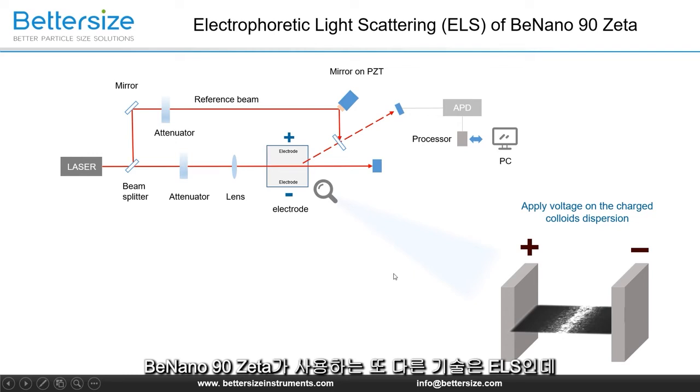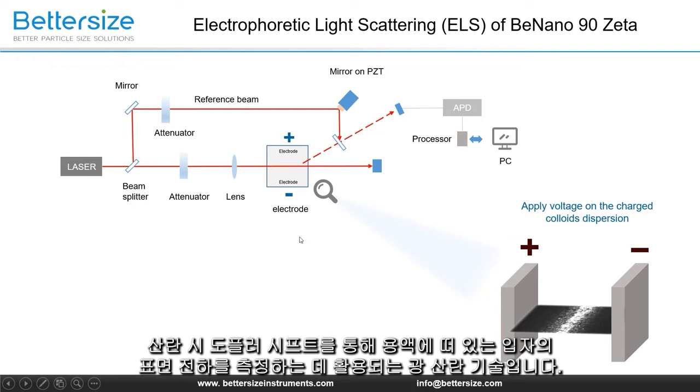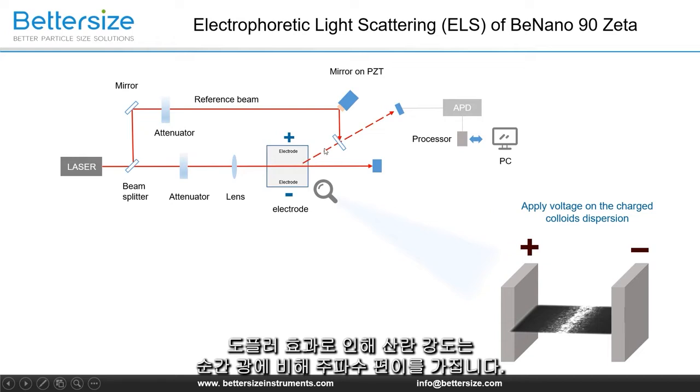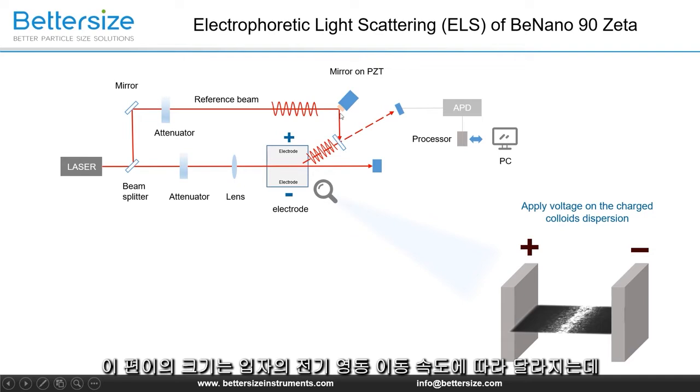Another technology employed by the BeNano 90 Zeta is ELS, which is a light scattering technology utilized to measure the surface charges of particles suspended in a solution via Doppler shifts in scattered light. After applying an electric field to both sides of the sample cell, the charged particles dispersed in the sample suspension undergo electrophoresis movement. Due to the Doppler effect, the scattering intensity has a frequency shift compared to the incident light. The magnitude of this shift depends on the velocity of the electrophoresis movement of the particles.